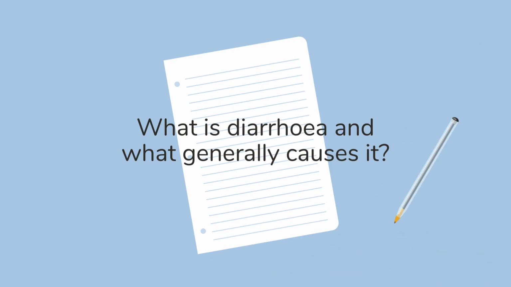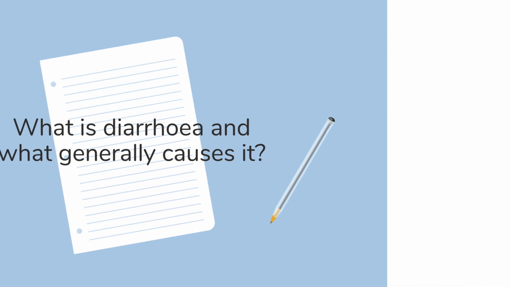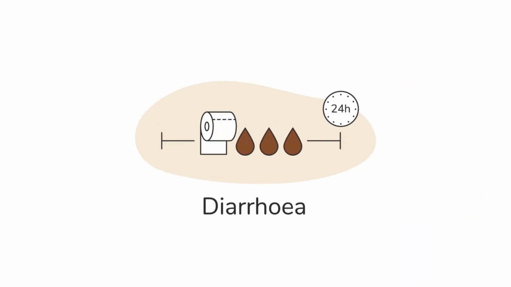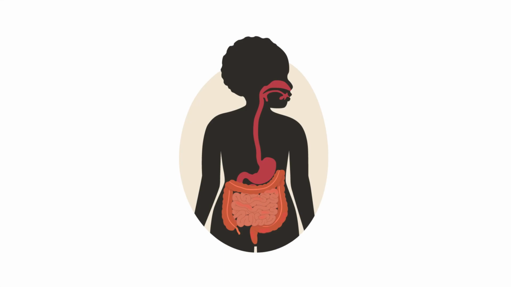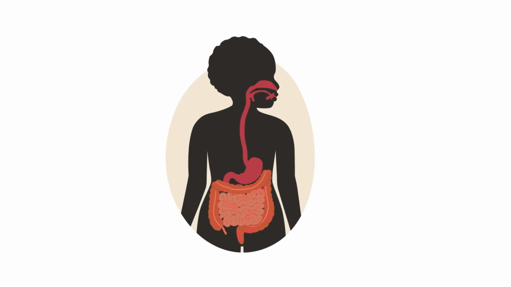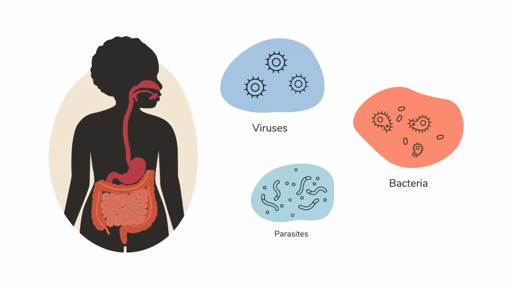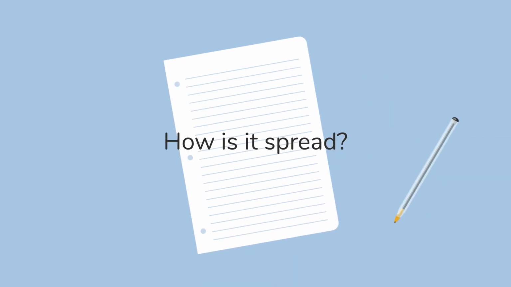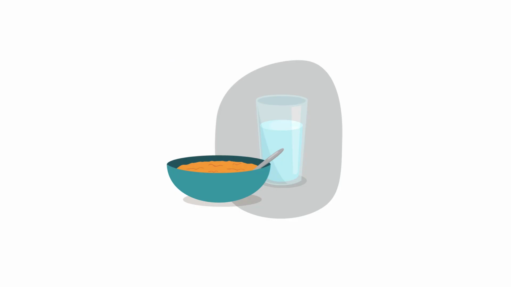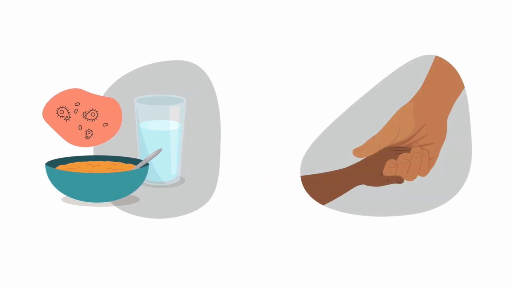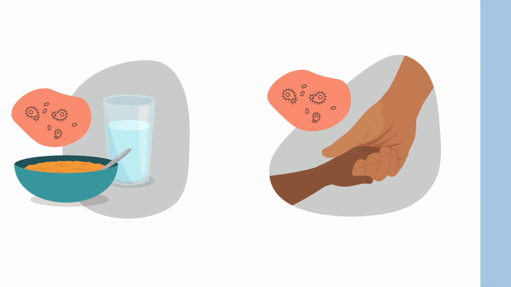So, what is diarrhea and what generally causes it? The commonly accepted definition of diarrhea is the passing of at least 3 loose or watery stools or poos in 24 hours. This is commonly a symptom of a bowel or intestinal infection and can be caused by viruses, bacteria, or parasites. How is it spread? Diarrhea is mostly spread through food or drinking water that is not clean, or from person to person due to poor hygiene, such as not washing your hands.